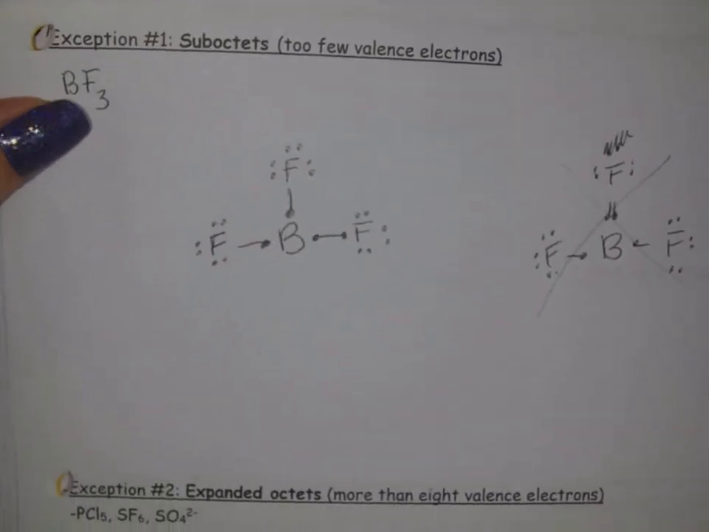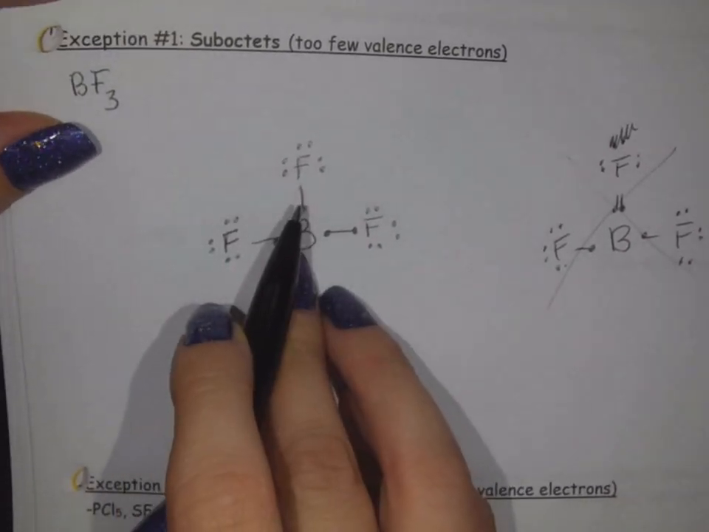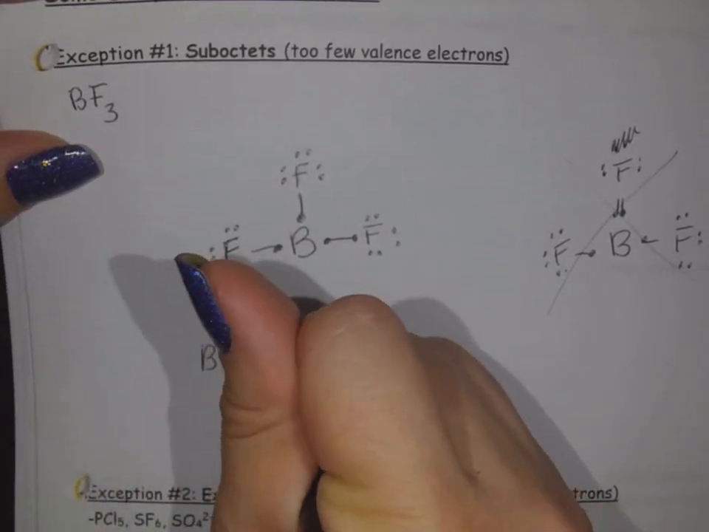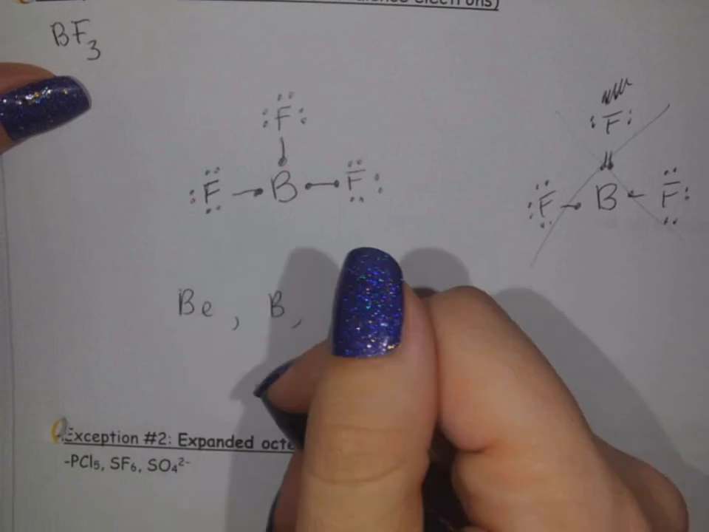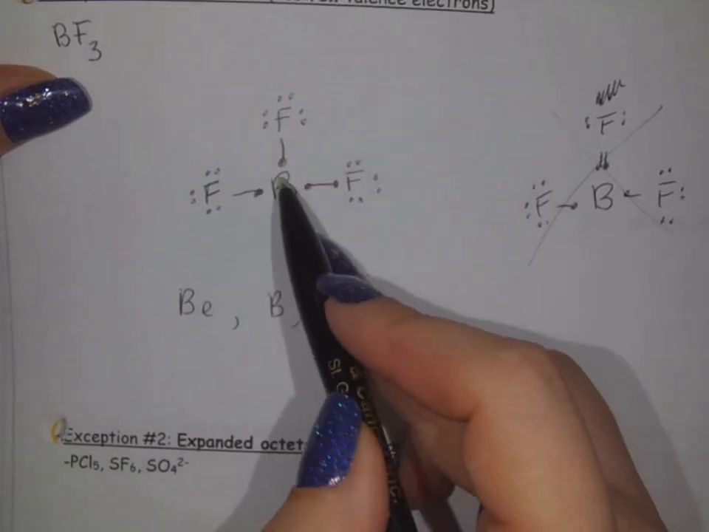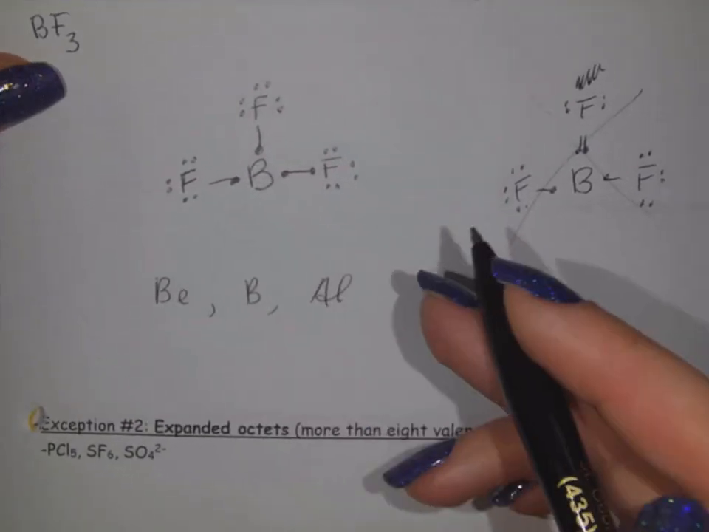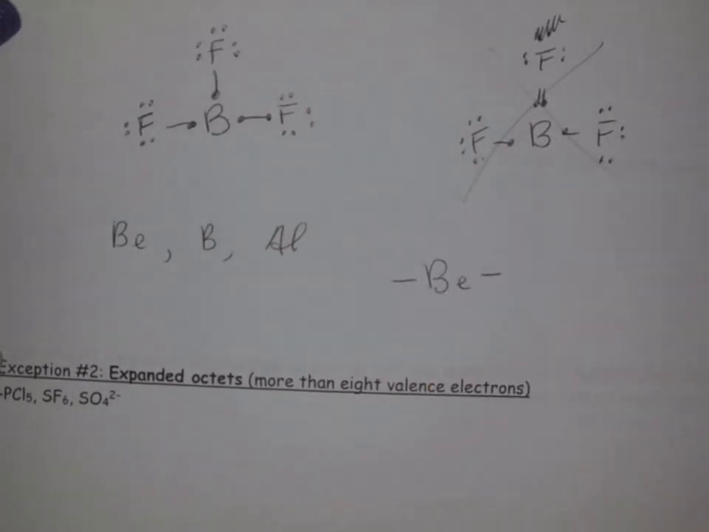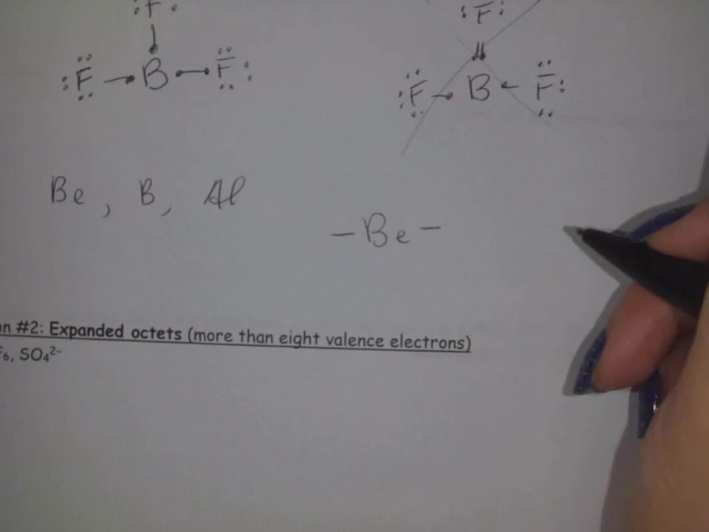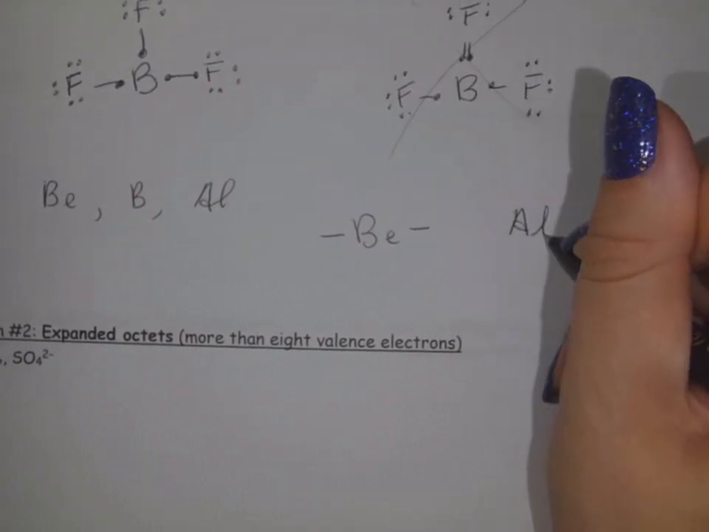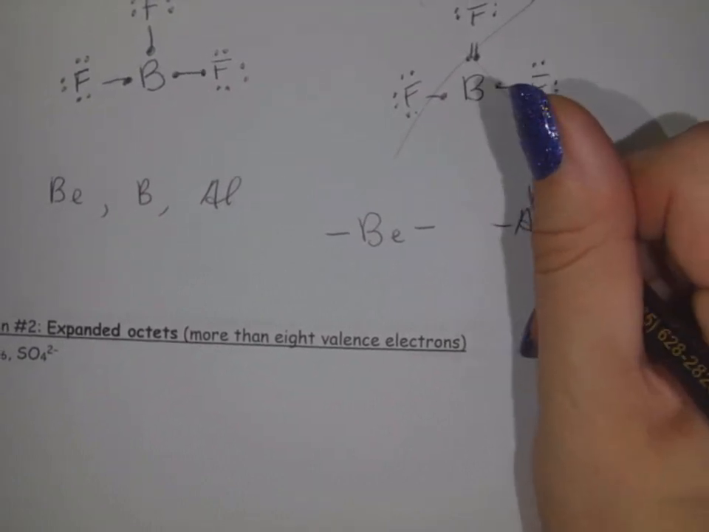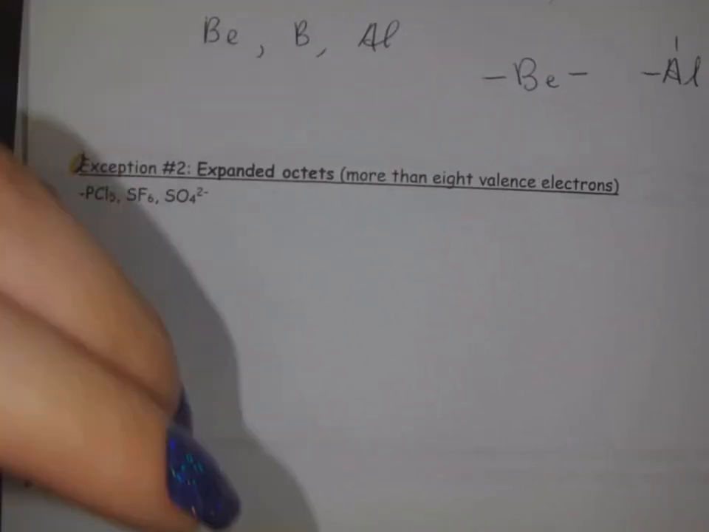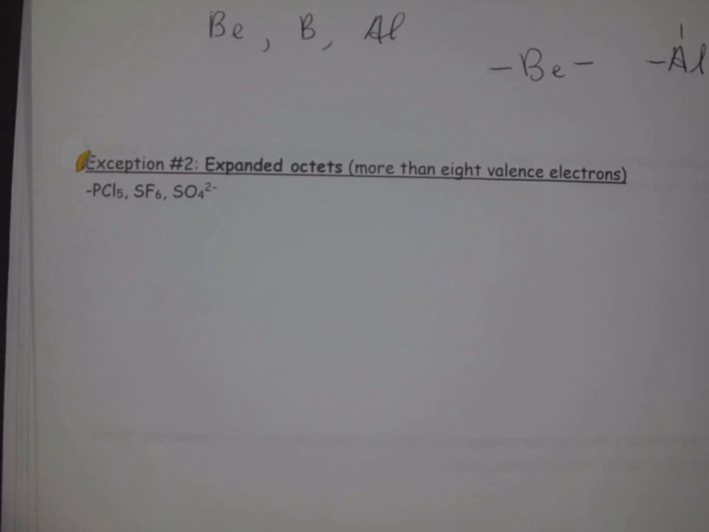Oh, by the way, the ones that tend to form suboctets are beryllium, boron, and aluminum. Those are our main central suboctet items. Beryllium only has 2 valence electrons, so it tends to go like that with things on the outside. We see what boron looks like, and aluminum is also in the middle with boron, and so it does something similar. Okay. Expanded octets.